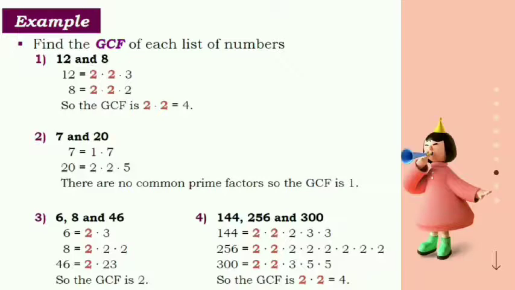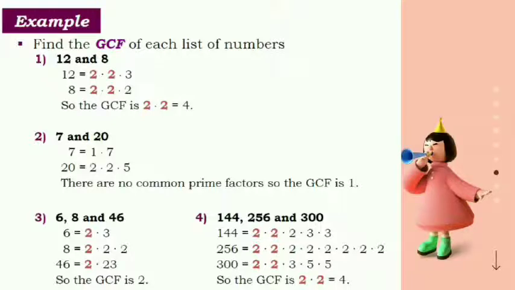For example, find the GCF of each list of numbers. Number 1, 12 and 8. So 12 will be 2 times 2 times 3, and 8 will be 2 times 2 times 2. So the GCF, or the common factors, we have the 2 and the 2. So that will be 2 times 2, which is 4.